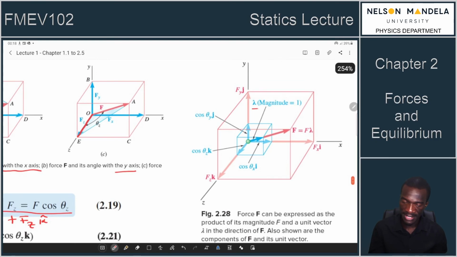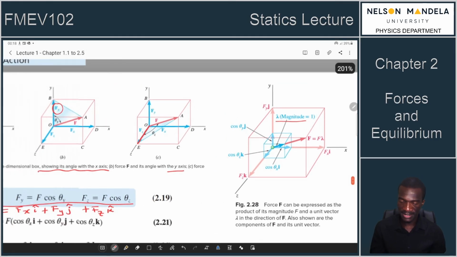So this figure 2.28 is telling us that lambda has a magnitude of 1. It has the components cos theta x in the i, another component cos theta y in the j, and another component cos theta z in the k.